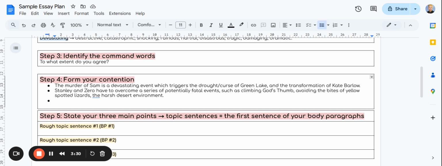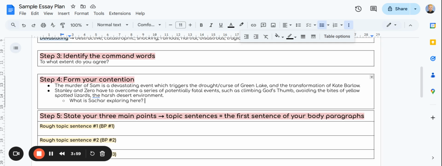So, right now, that's not yet a contention. These are just our ideas, some examples from the book that demonstrate the key ideas of this topic. So, how do you turn this into a contention statement? Well, I always like to ask myself, what is the author trying to say through these examples? So, what is Louis Sachar exploring here through these examples?